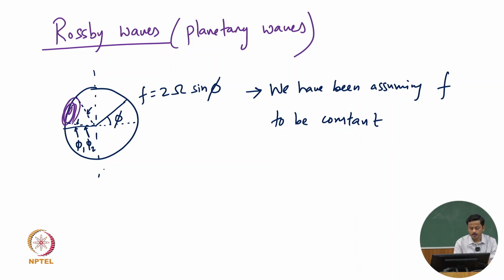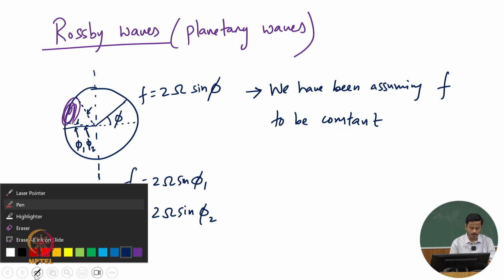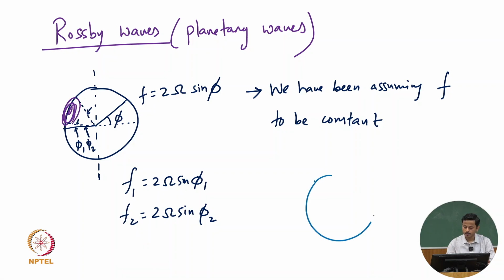Now the Coriolis or the rotational effect that this feature is feeling is f1 equal to 2 omega sine phi 1 at one end, and f2 equal to 2 omega sine phi 2 at the other end. Similarly, if you have a current on the surface of the Earth, let's say this is the planet Earth, and you have a current which is flowing something like this, a meandering current, a few thousands of kilometers. Again, similarly, one end will feel a different f and the other end will feel a different f.